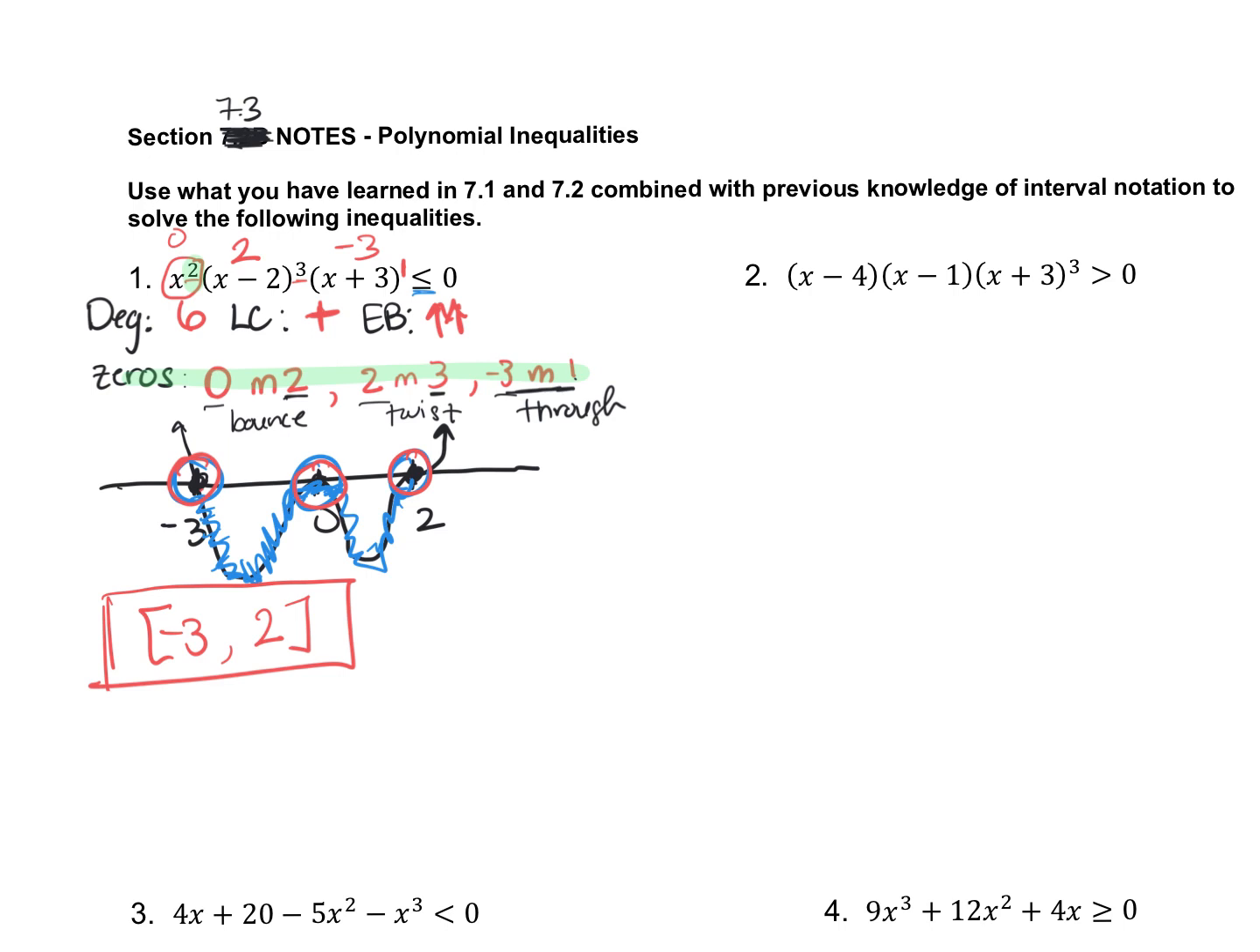Okay, let's go to number 2. Same thing we're going to do. We're going to find our degree, all those things that we have over here. So my degree, I'm just going to write this, my leading coefficient, and end behavior, and my zeros.